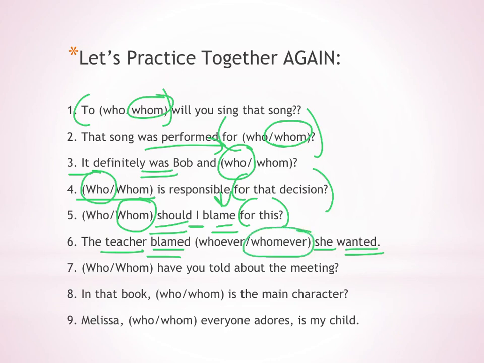Number 7. Who or whom have you told about the meeting? Well, that doesn't make any sense. So you have told Bob about the meeting. About the meeting is my prepositional phrase. You is the subject. Have told is the verb. Told is an action verb. So therefore, you have told Bob means that we choose the objective form, which would be whom.